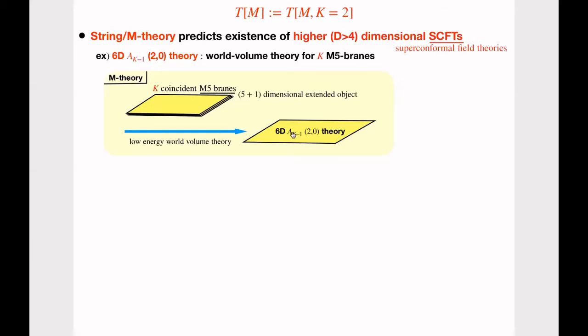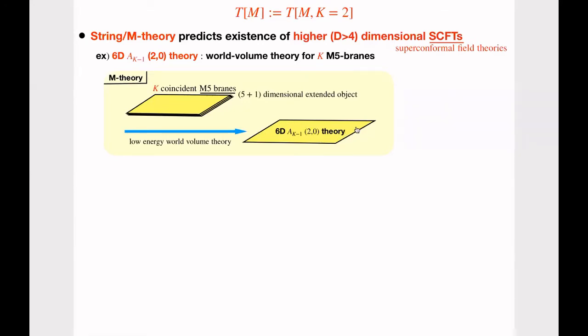No, this is not the transform level. It means that the Lie algebra, the A_{K-1} Lie algebra. So this is just a naming of this 6D theory. This 6D theory is labeled by the choice of K. K can be two or three, and then there is an associated 6D theory.